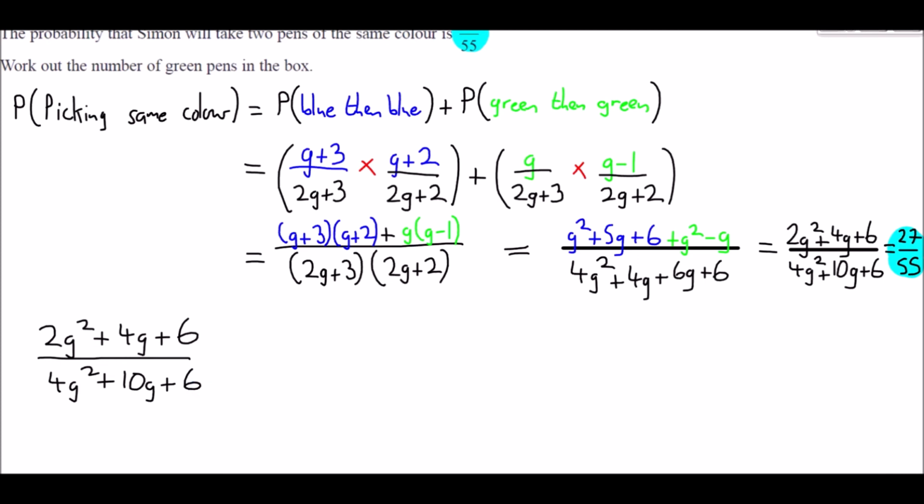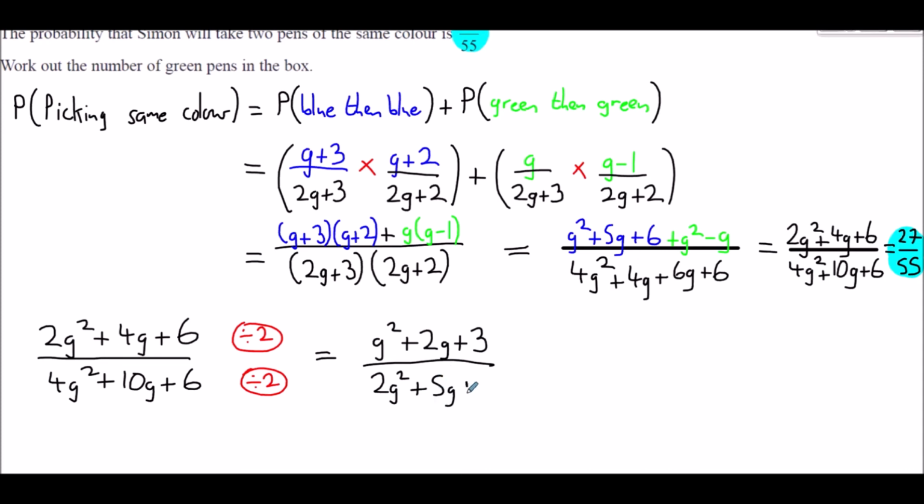plus 6. Now, before I say it's equal to 27 over 55, which it is, it's worth spotting that we can half both top and bottom of this fraction to make the numbers easier. Okay, so at the top we have g squared plus 2g plus 3. And on the bottom we have 2g squared plus 5g plus 3. And like we know, that's equal to 27 over 55.